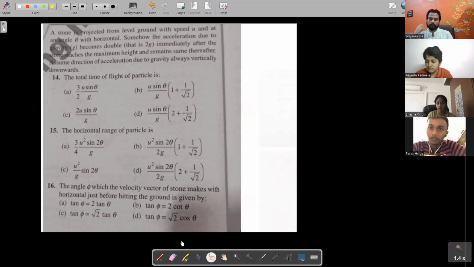So will the angle change? Will theta change? Because if we split up the graph into 2. No, the angle will not change. See what it is saying. Let me read this. A stone is projected from level ground with a speed u at an angle theta with the horizontal. Okay. Let me draw this.